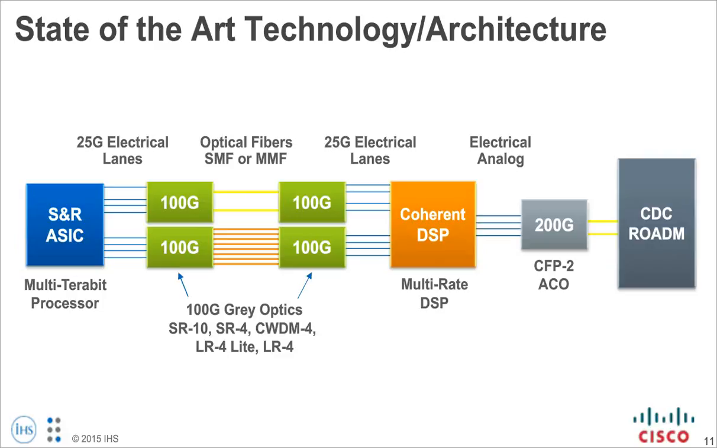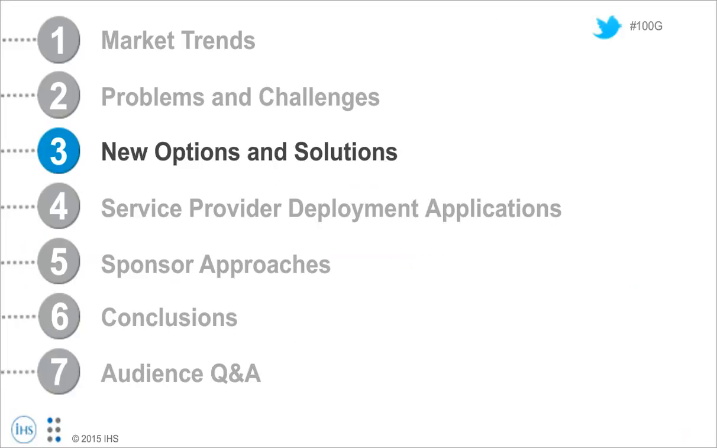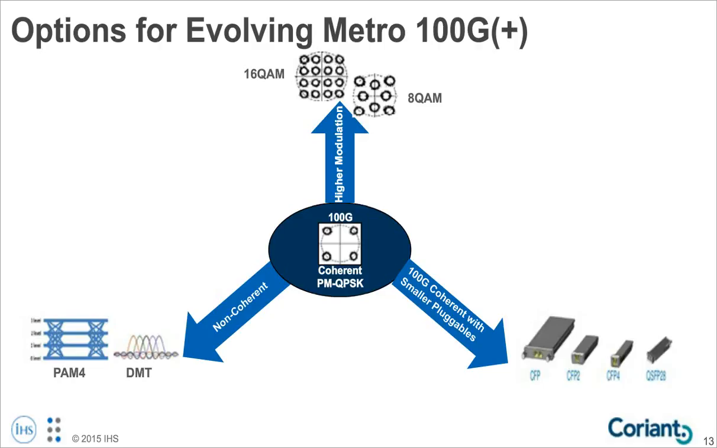Well, we'll find out the answer to that in a few minutes. We're going to now look at what are the new options and solutions to solve these problems that we just talked about. And so I'm going to ask Paul to speak first to this. What are the options for the evolving metro, 100 gig and beyond?